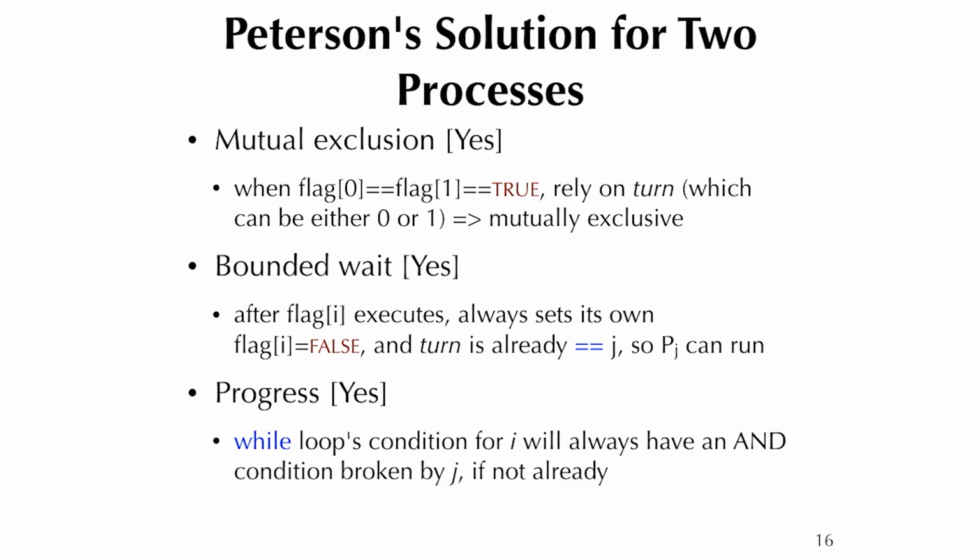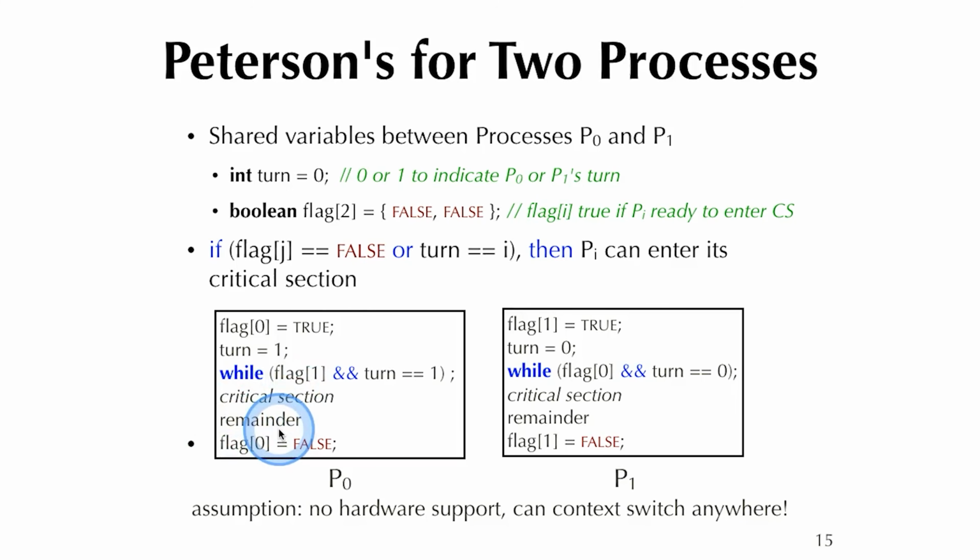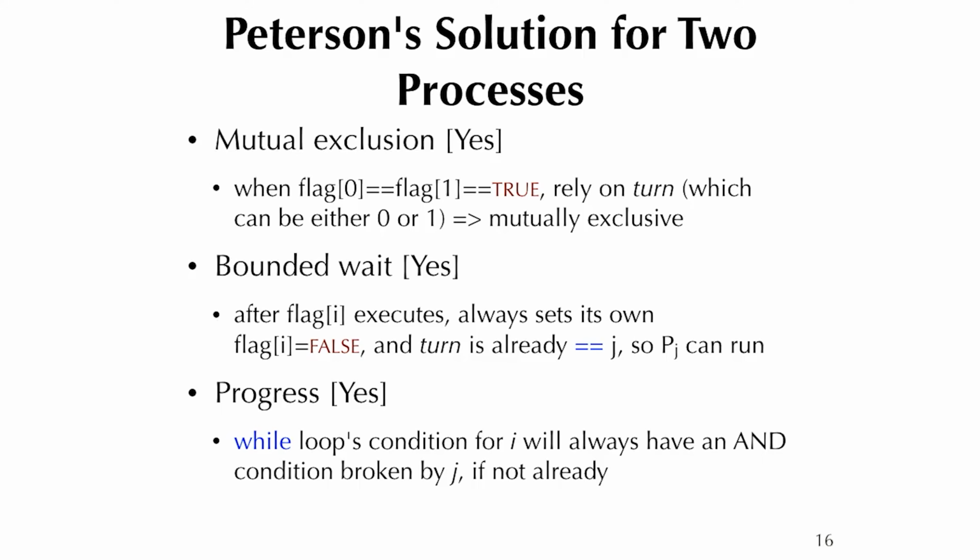So mutual exclusion, yes. What about bounded wait? Well, assuming the critical section itself is bounded time, right? So flag executes, always sets its own flag to false. So as long as the critical section and remainder have bounded execution time, then yes, each process sets its own flag to false, which then allows the other guy's while loop to go through, right? Because as soon as the left-hand side becomes false, while drops out. That's the way while works, right? So yes, bounded wait. What about progress?